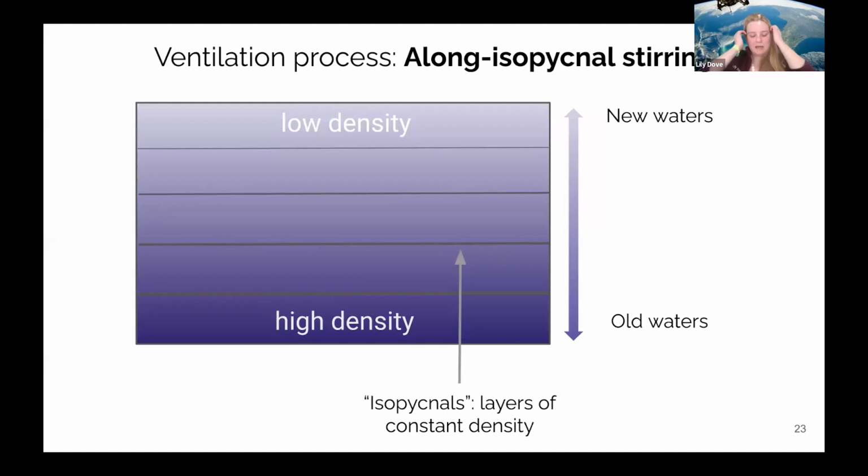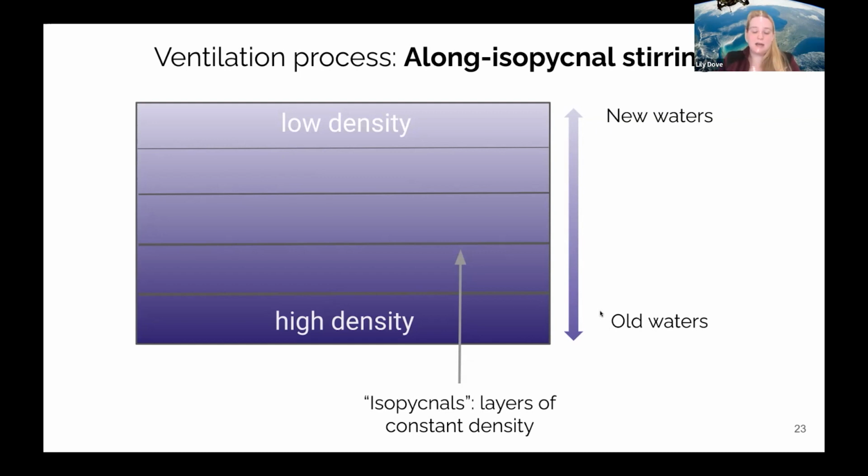The number one process that we decided to look at was along-isopycnal stirring. So this is just to give us a simplified view of what I'm talking about when I talk about along-isopycnal stirring. If you have, for lack of a better word, a boring ocean, you would expect low density waters near the surface and high density waters at depth. And you'd have new waters, so low AOU waters, at the surface, and old waters at depth.